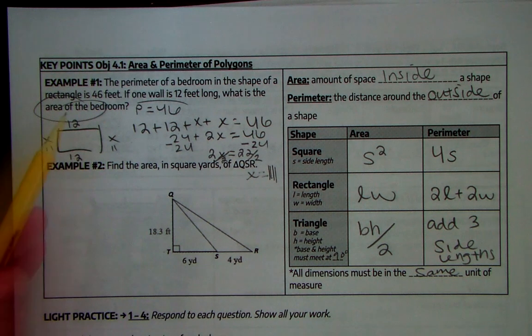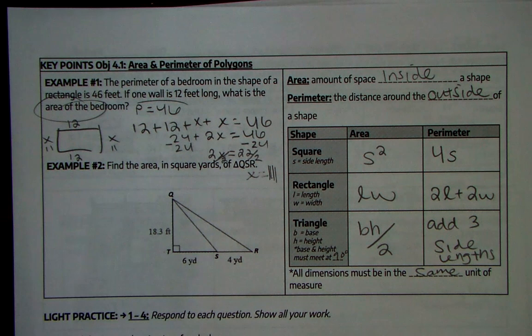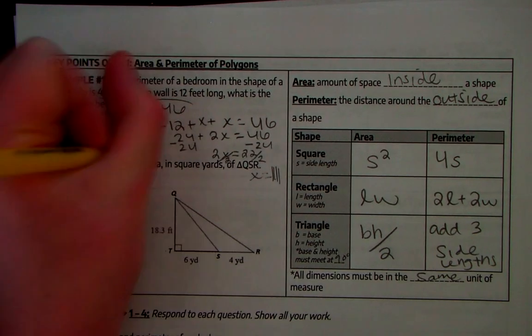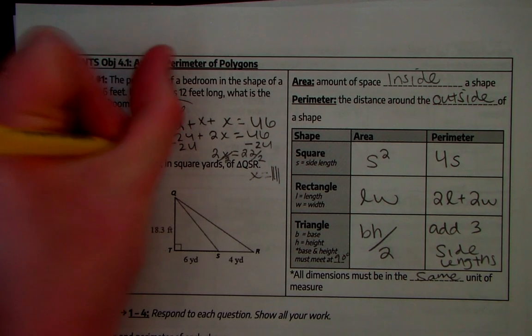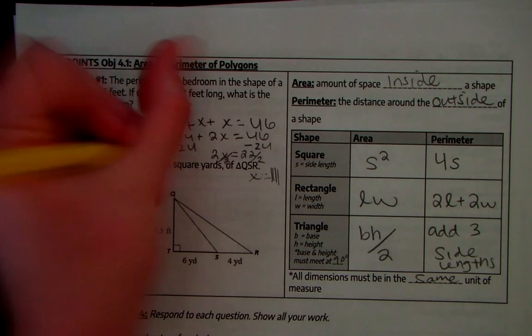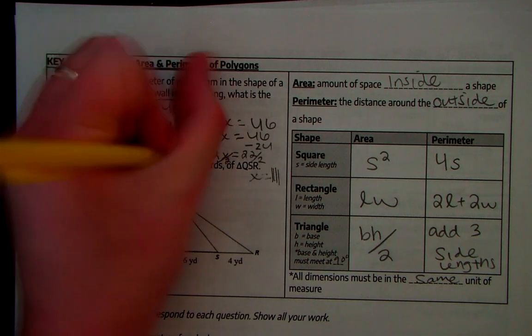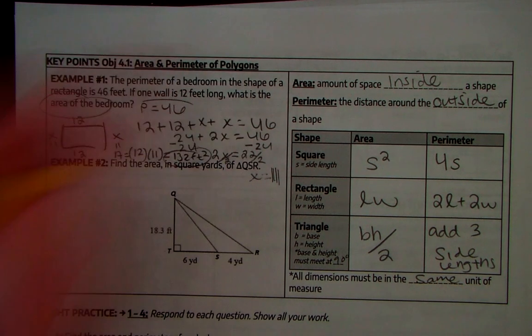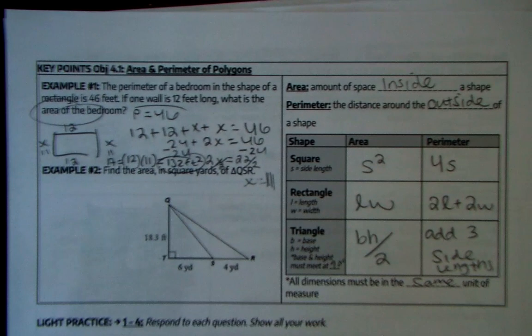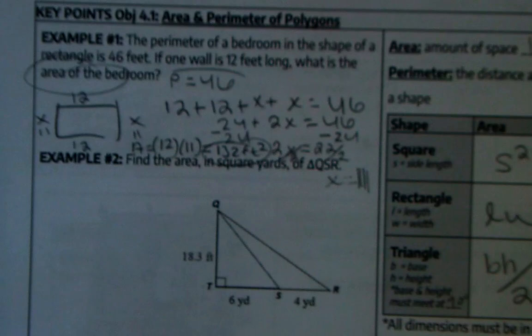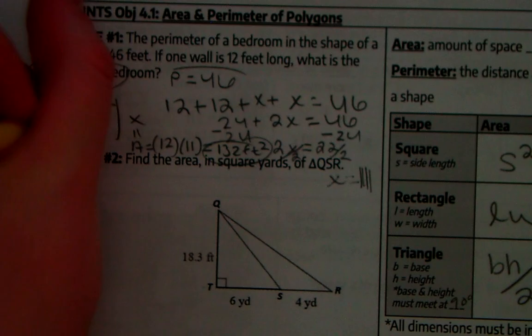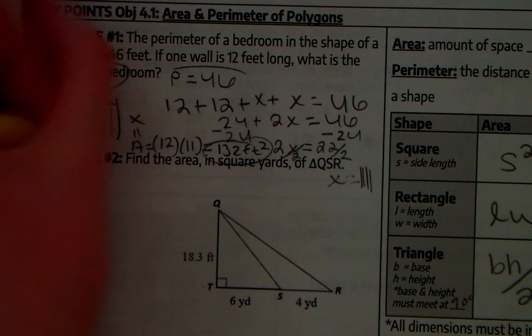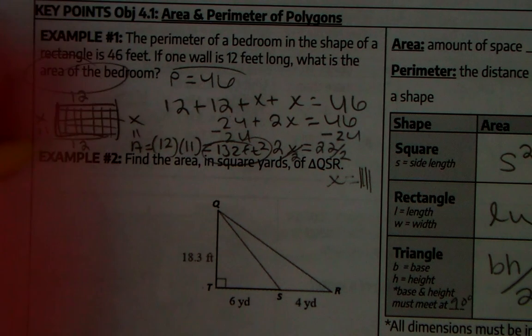Now it asks for the area of the bedroom. So area is length times width. So area is going to equal 12 times 11. That's going to equal, what, 132 feet. And then we're going to add at the end a feet squared. We're talking about square feet. We're basically talking about if we were to break this into 12 units and this into 11 units, right? How many total squares are there?